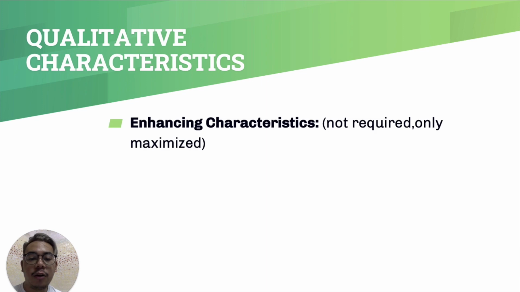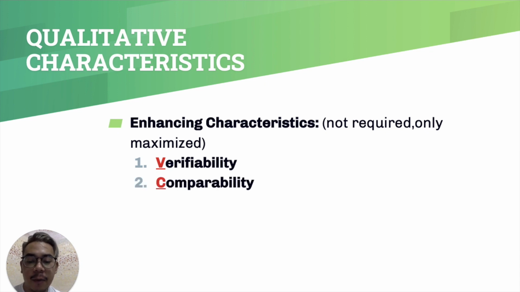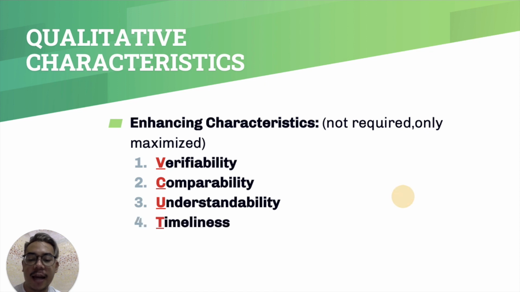Number 2 are those enhancing characteristics. Yung mga enhancing characteristics, they only enhance the usefulness of information. Therefore, they are not required. But we want to maximize them as much as possible. Ang ating mnemonics for the 4 enhancing characteristics ay VCAT. So first, verifiability. Next, number 2, comparability. Number 3, understandability. And number 4, timeliness. So again, VCAT. They are not required but they are maximized.